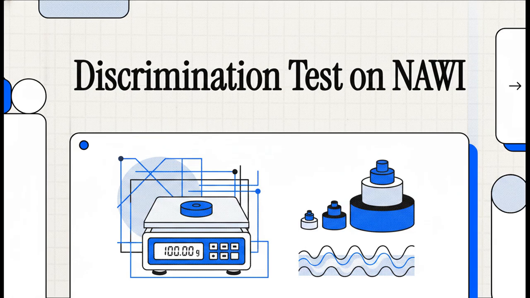Today, we're zeroing in on a super crucial, though sometimes overlooked, metrological process. We're talking about the discrimination test for digital weighing scales. Let's jump right in and see exactly how we guarantee absolute accuracy.